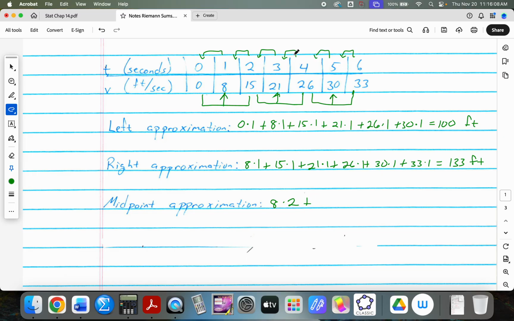Plus, on the next 2-second time interval, I'll use 21 the whole time. And on the last one, we'll use 30 for that whole 2 seconds. So let's see, 29, 59, 108? 118.